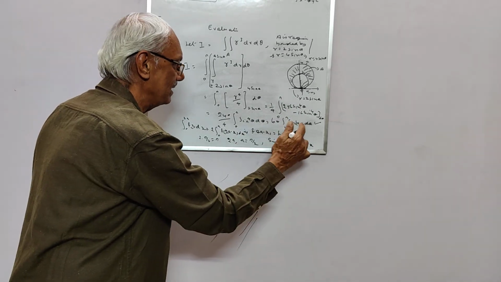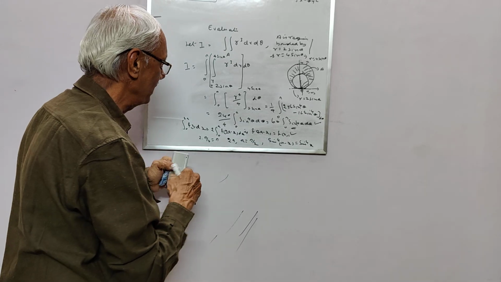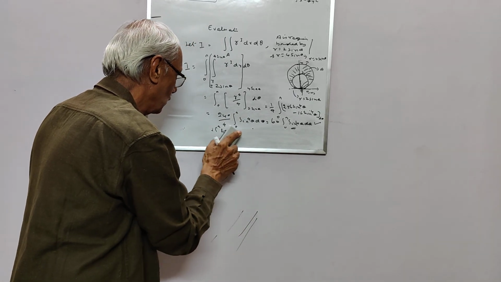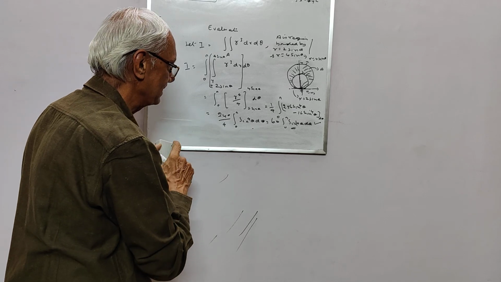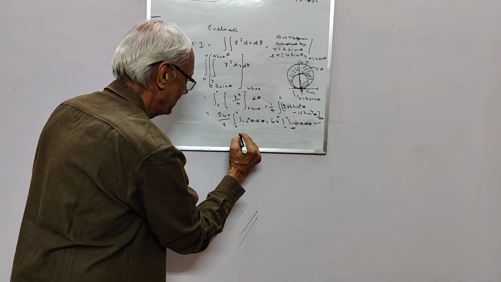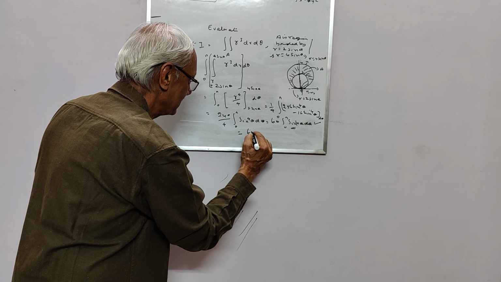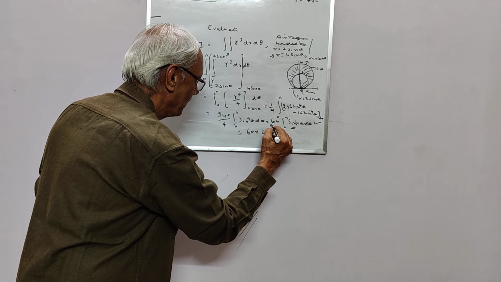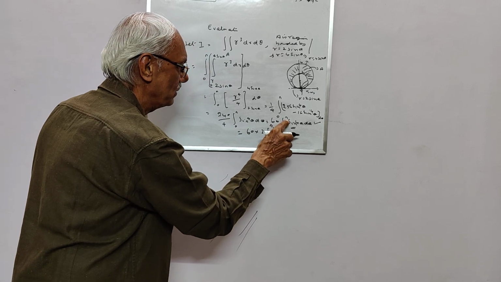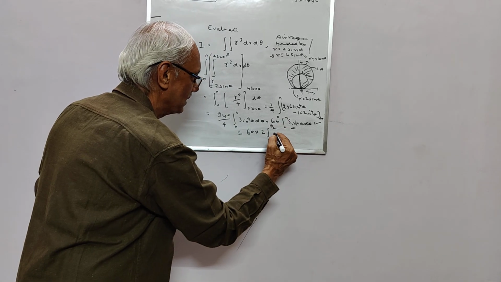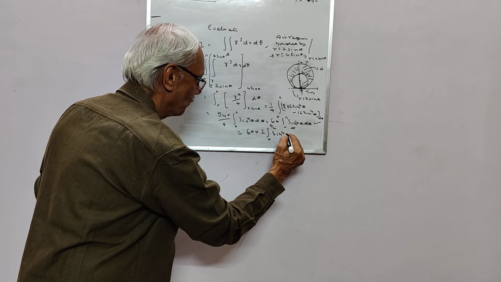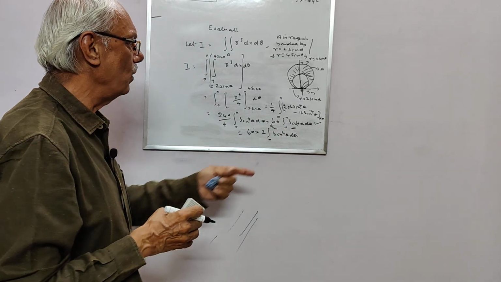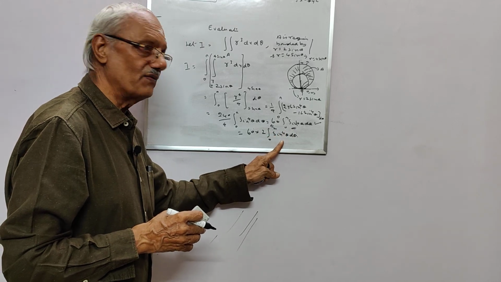So I am going to rewrite this integral as 6 into the integral from 0 to pi by 2, because pi by 2 into 2 is pi. Therefore, this is sine to the power of 4 theta d theta. So this is what I am having. Now it is enough if I evaluate this.